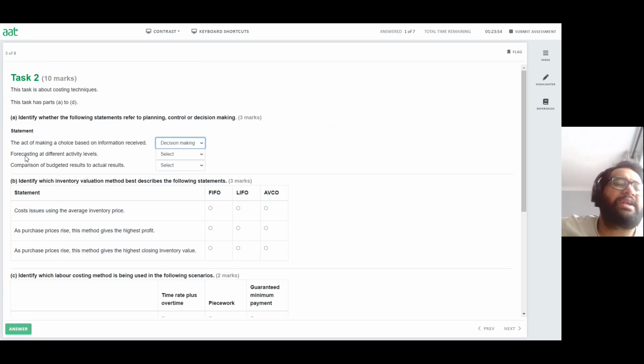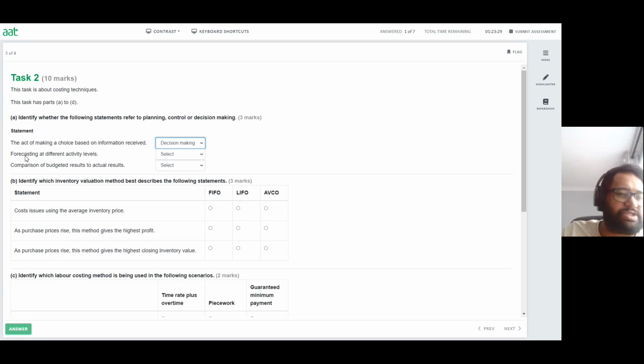Forecasting at different activity levels. So what does that mean? If my production is this amount, what is my sales going to be? If my production is this amount, what are my other variable costs going to be? Do I have to acquire more resources for this? Or, you can put it this way as well: if you exceed a certain threshold, do I need more fixed cost? Because it may not be enough to cover this.